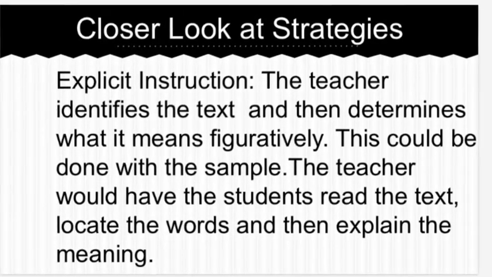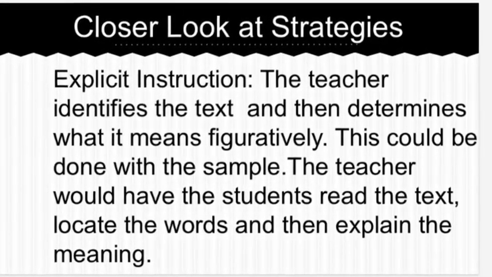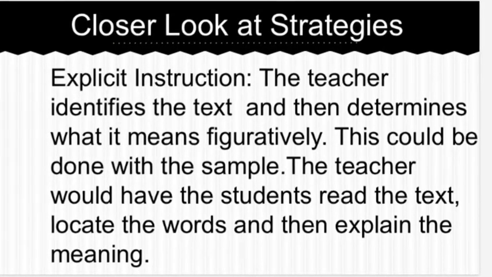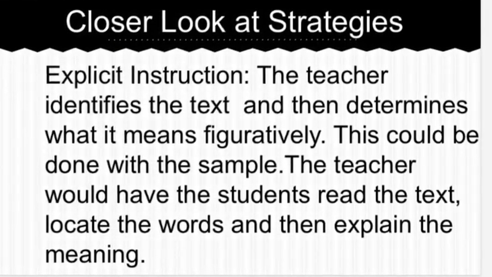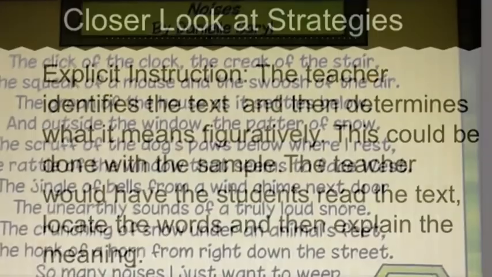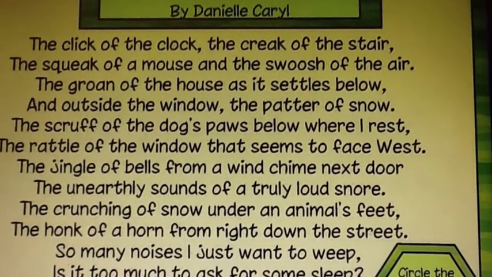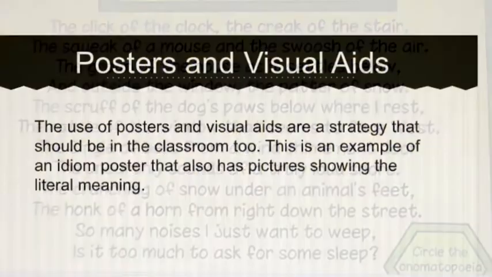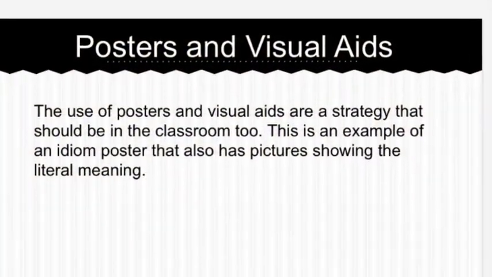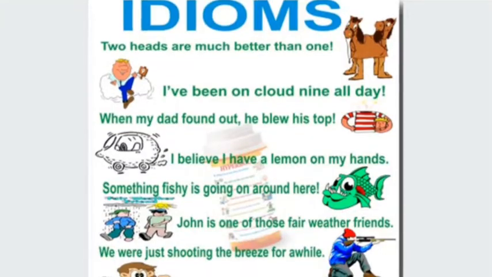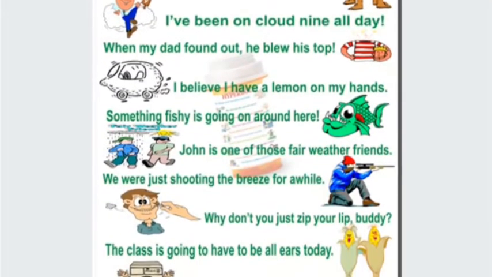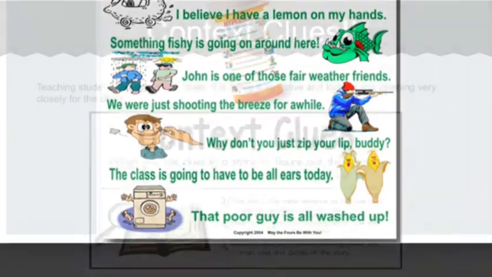Explicit instruction. The teacher identifies the text and then determines what it means figuratively. This could be done with the sample below. The teacher would have the students read the text, locate the words, and then explain the meaning. Posters and visual aids are also a strategy that should be in the classroom. This is an example of an idiom poster that has pictures depicting their literal meaning.